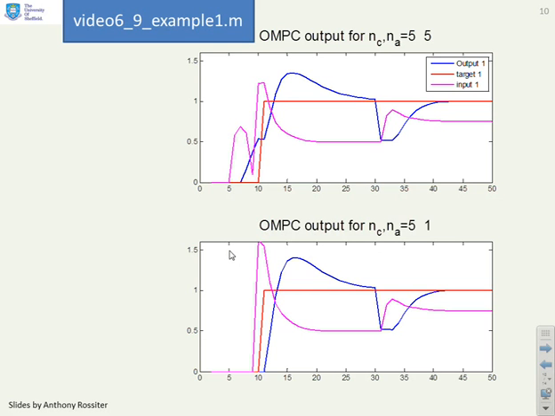So here's video 6.9, example 1, and you notice the top example, we've got advanced knowledge of 5, and in this example, we've got advanced knowledge of 1. So the original algorithm, no advanced knowledge, this is the sort of behavior that you get. We've got the tracking here, and we've got disturbance rejection over here.